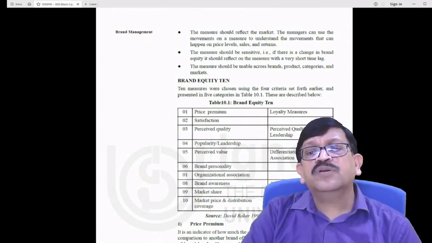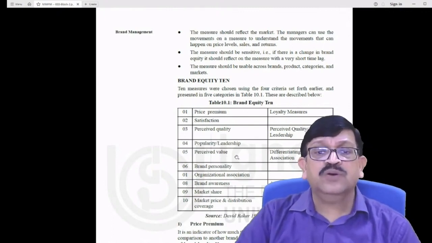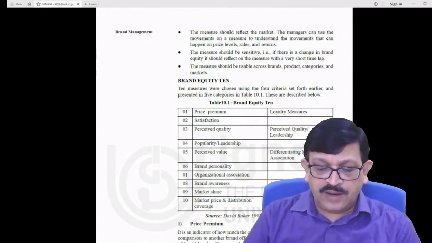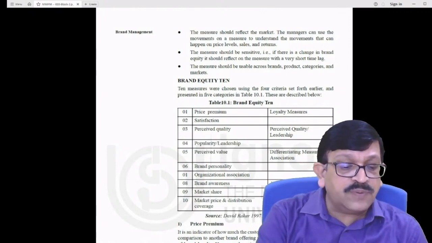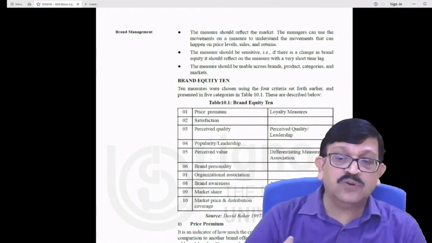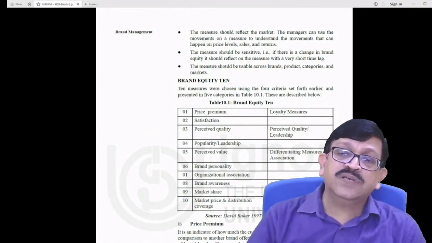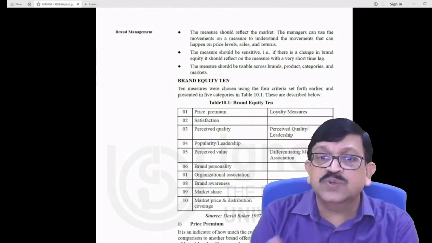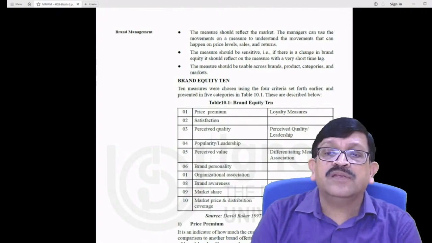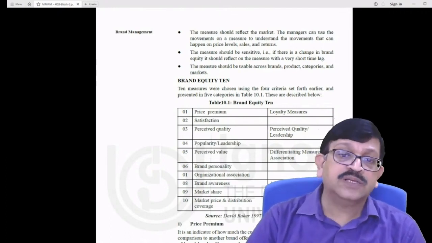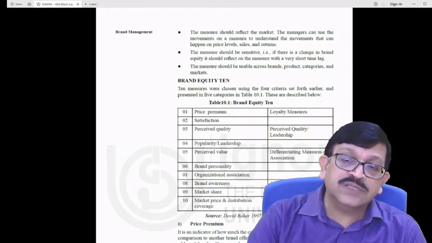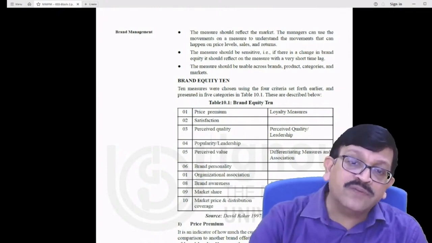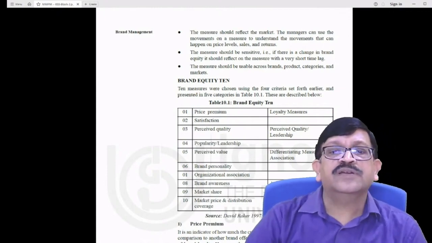Perceived value, we are talking about differentiating measures and association. When you say perceived value, what is the value that a consumer perceives about the brand? In terms of product, it may be the same, but the point is when you are putting it across to a person, the way he uses it, the way he perceives the difference, and with engagement, with better usage of the product, the perceived value can be different. So obviously marketers look into enhancing customer engagement, so that the value is not only created properly, communicated properly, and also delivered properly, because all these are critical for creating the differentiation.